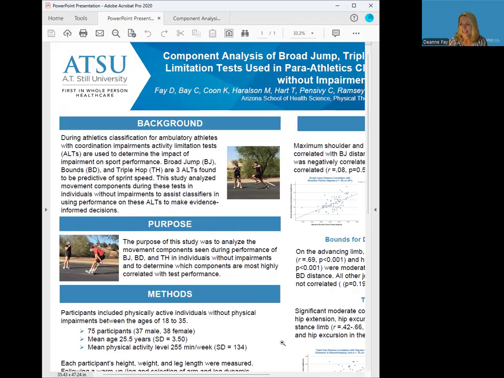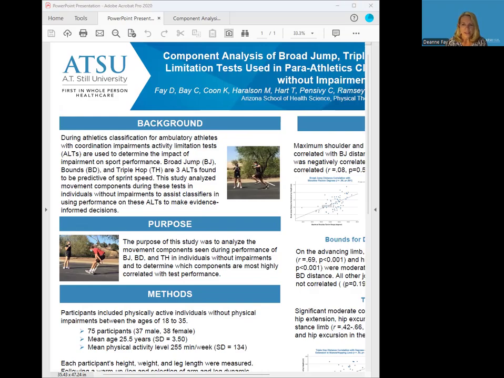Based on this, there's a need to gather more information about the normal performance of these tests so that classifiers can make evidence-informed decisions during the classification process. Specifically, this study was designed to analyze the movement components during performance of these 3 tests in individuals without physical impairment, to provide normative values, and to determine which components are most highly correlated with test performance.